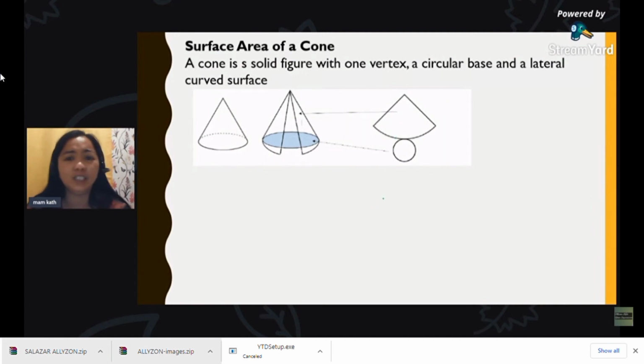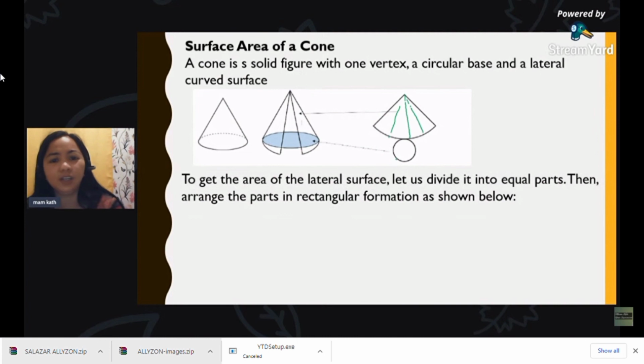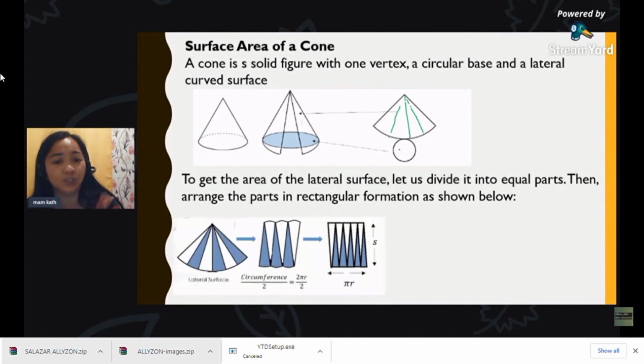Pero pwede natin siyang gawing rectangle. Paano natin gagawin rectangle? Slice natin siya ng maliliit na triangle. Pero dapat yung triangle mo pantay-pantay. To get the area of the lateral surface, let us divide it into equal parts, then arrange the parts in rectangular formation as shown below. Tingnan nyo. So yung parang pamaypay na yan, hinati-hati ng pare-parehas. And it will form, look at this, it will form a parallelogram.